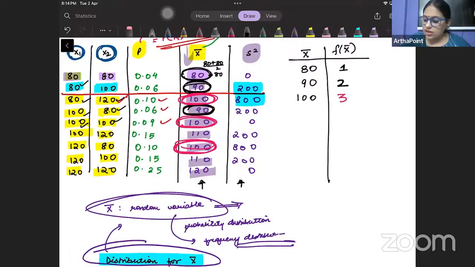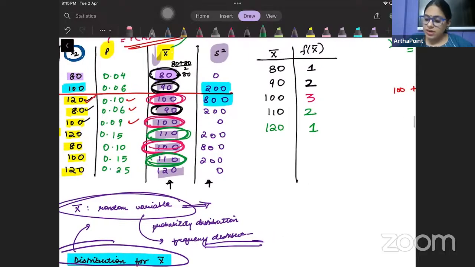Then I want to say that mean value is 110. So where all do you see that the mean value is 110? Here I see the mean value is 110. Here I see that the mean value is 110. So 2. And at last, we see that the mean value is 120 and its frequency is 1.